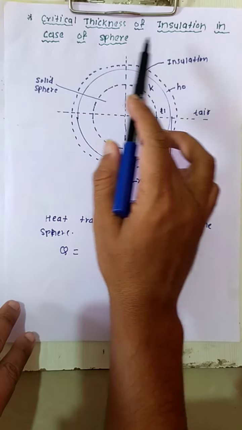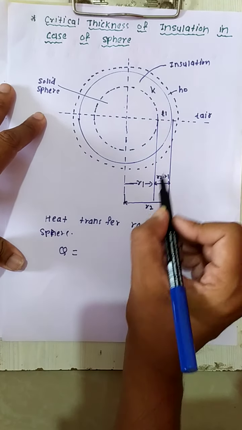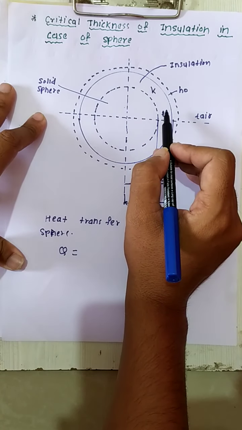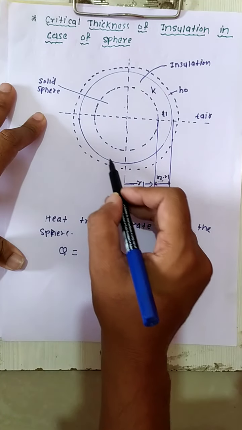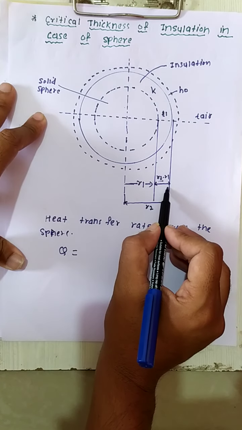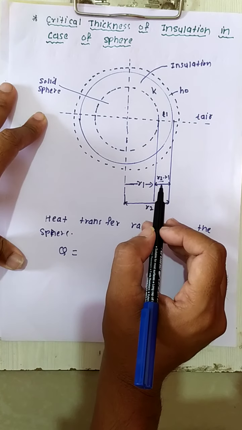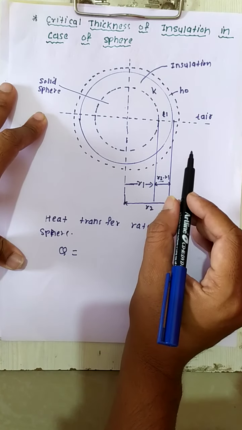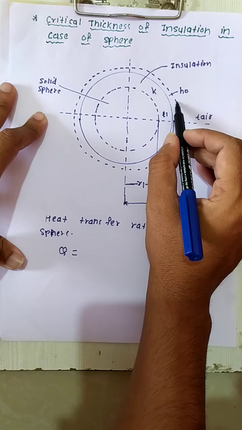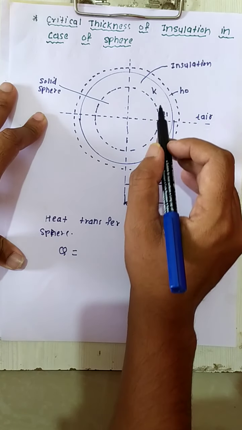Second is the critical thickness of insulation in case of the sphere. So consider a hollow sphere of inner radius r1 and temperature T1, which is covered with an insulation of thickness r2 minus r1. That is, the outer radius is r2, and it is subjected to a convective heat transfer coefficient ho having a fluid temperature of T air, and let k be the thermal conductivity of the insulation.